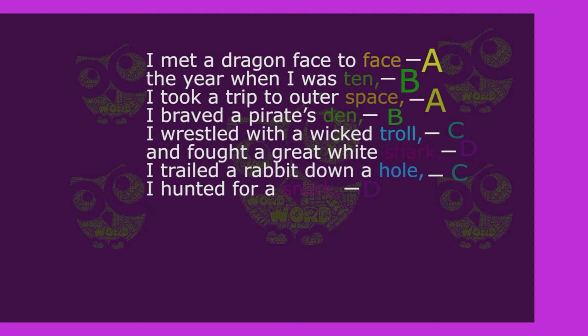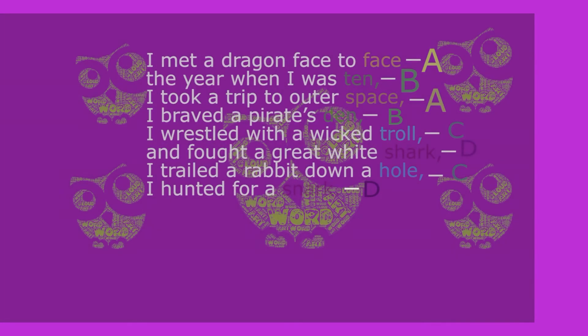We have A, B, A, B, C, D, C, D, which is a pretty common rhyme scheme. Sometimes you will find poems that will have A, B, A, B, A, B, A, B throughout the poem. Or sometimes you will get A, B, B, C, C, D, D. These are all parts of a poem.